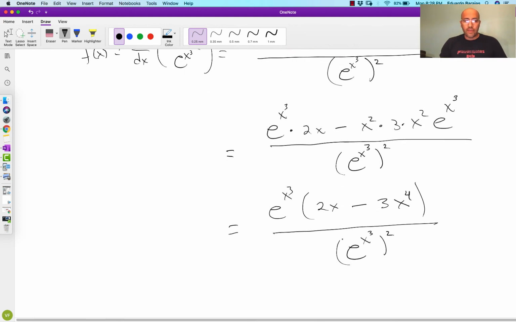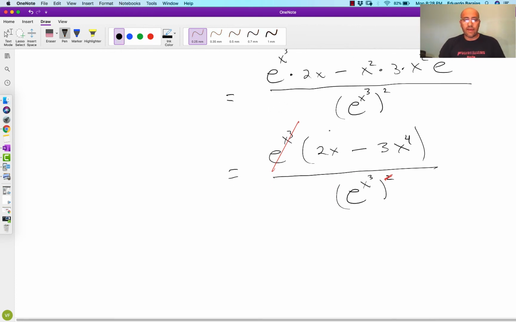Okay, so then one of these cancels with one of these. Cancel out this guy with one of those. And in fact, I guess I could have factored out an extra x out of there. I don't know why I didn't do that. So this is equal to x times 2 minus 3x cubed, all over e to the x cubed.